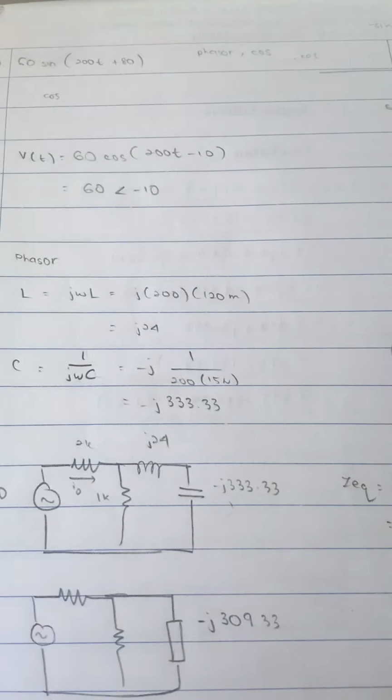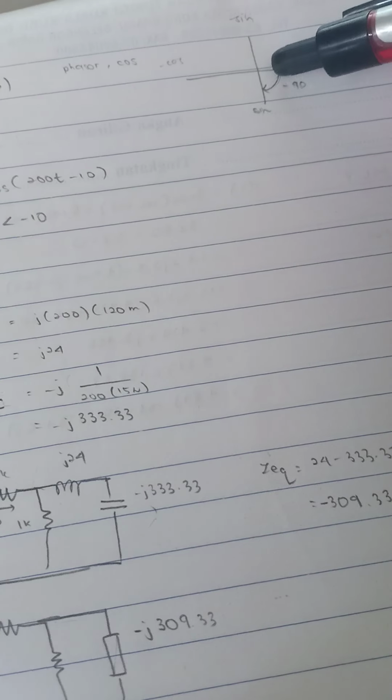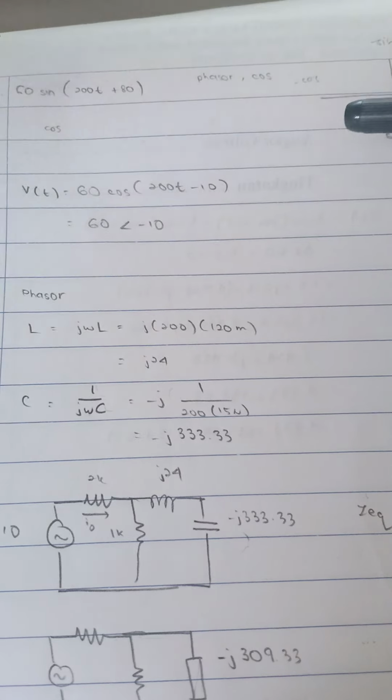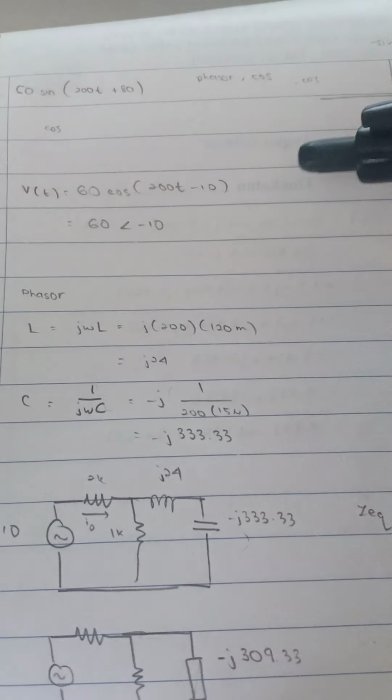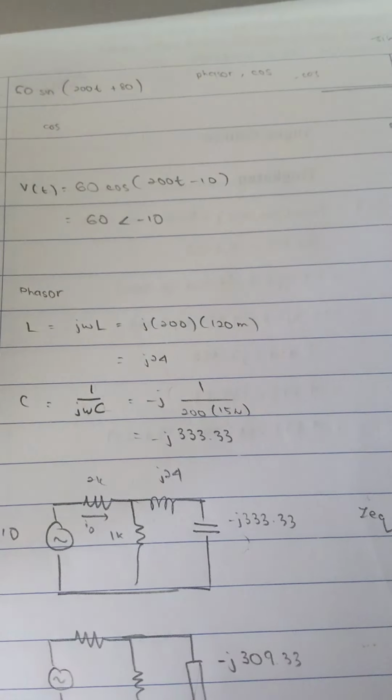So we need to change it into cos. So we do this graph. We need to change to cos, so cos to sine is clockwise and minus 90. So the new equation is 60 cos 200t plus 80 minus 90, which is equal to negative 10. So in phasor form we get 60 angle of negative 10.